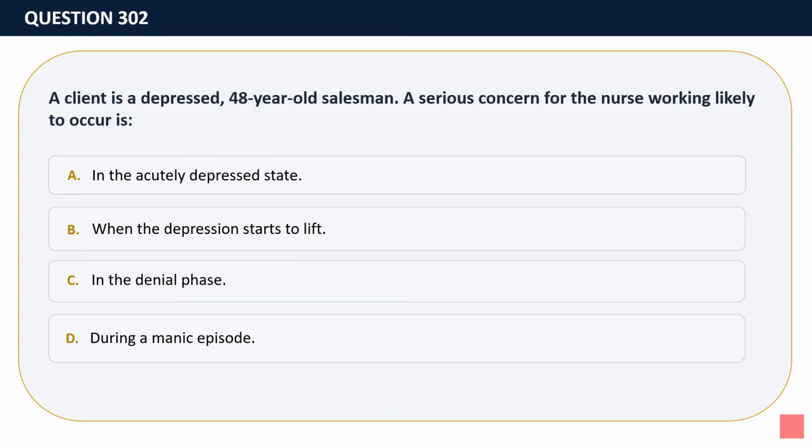Question 302. A client is a depressed, 48-year-old salesman. A serious concern for the nurse, that suicide is likely to occur, is: A. In the acutely depressed state. B. When the depression starts to lift. C. In the denial phase. D. During a manic episode.